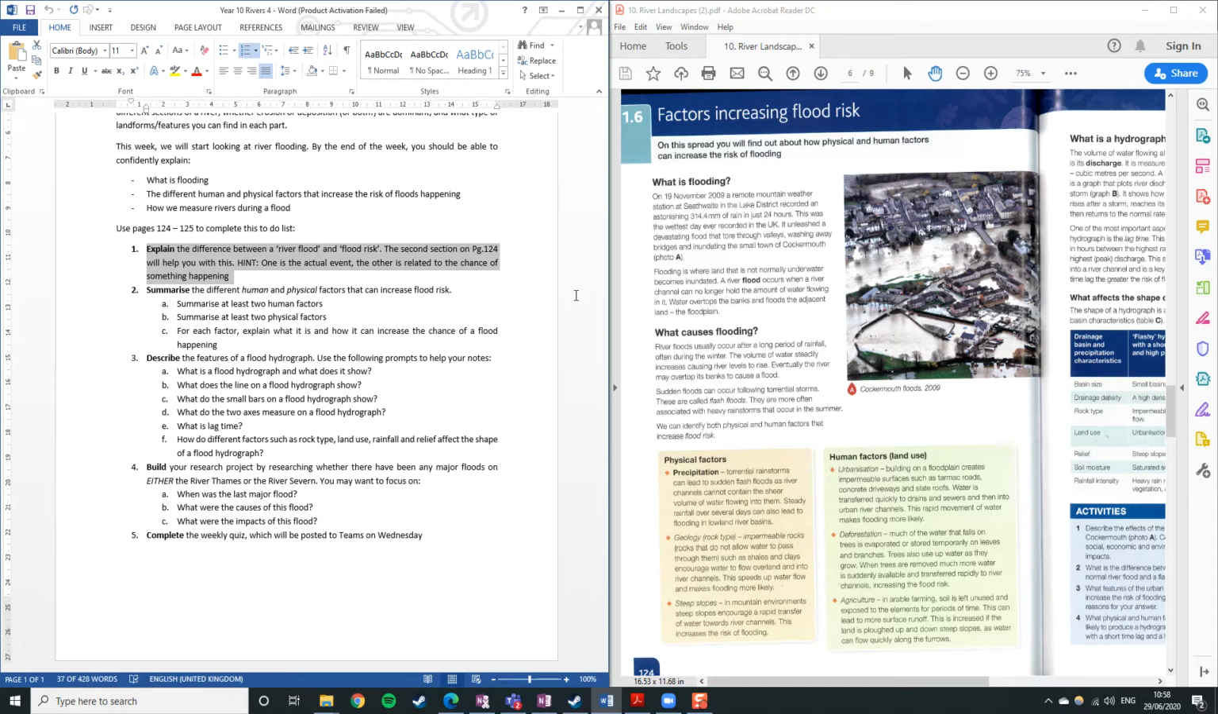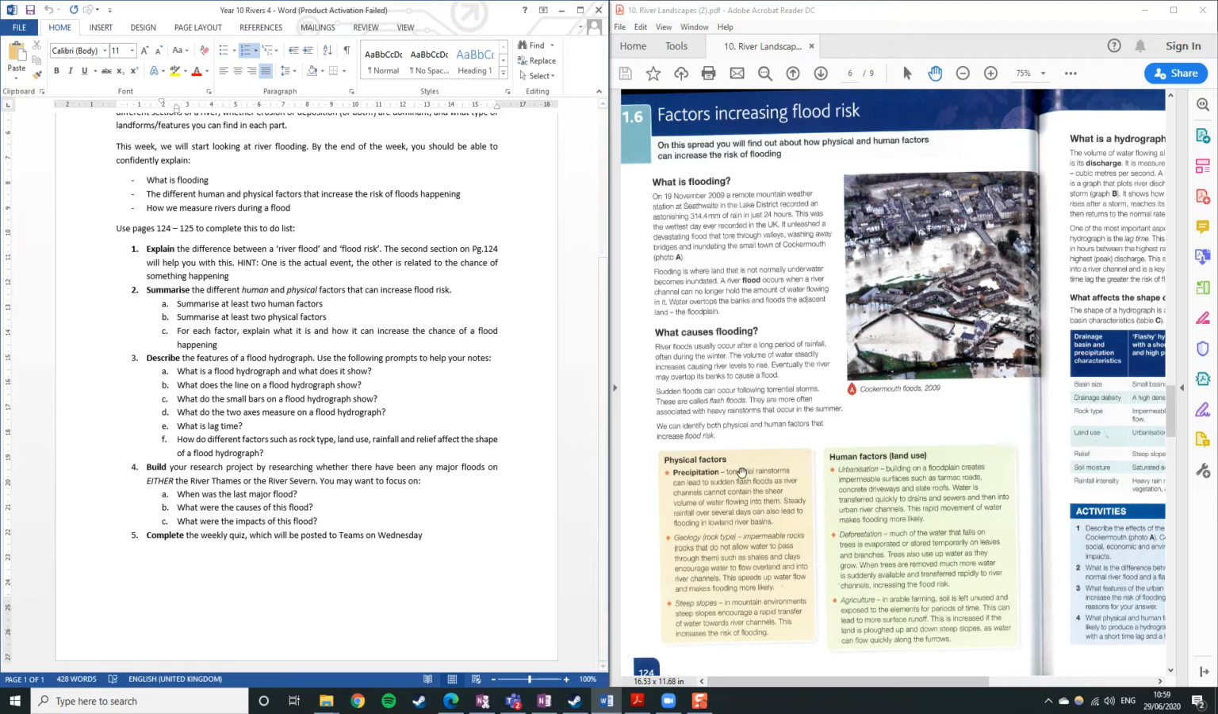The next thing I want you to do, which is at the bottom of page 124, is to summarize some different human and physical factors that can increase the risk, the chance of a flood happening. Now you might also want to use Bite Size or Cool Geography or Seneca, because there are loads of resources for this on the internet, but they'll all say fairly similar things. I would like you to summarize at least 2 human factors and 2 physical factors.